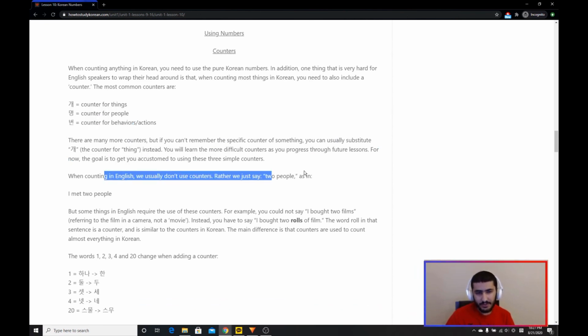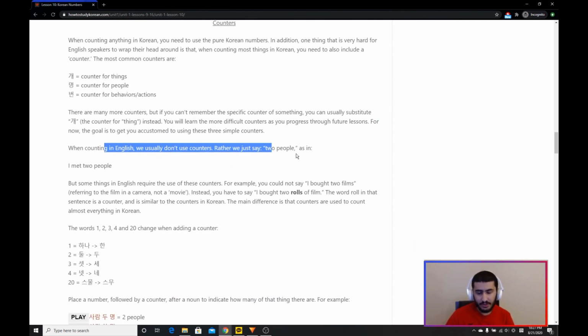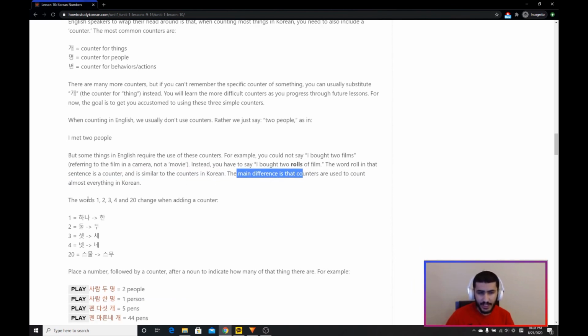You'll learn more difficult counters in the future. The goal is just to get accustomed to these three guys. When counting in English, we don't usually use a counter. Rather, we just say two people, as in I met two people. But some things in English require the use of counters. For example, you would not say I bought 2 films, referring to the film of a camera, not a movie. You would say I bought 2 rolls of film. The word roll in that sentence is a counter and is similar to the Korean counters. The main difference is that counters are used to count almost everything in Korean.